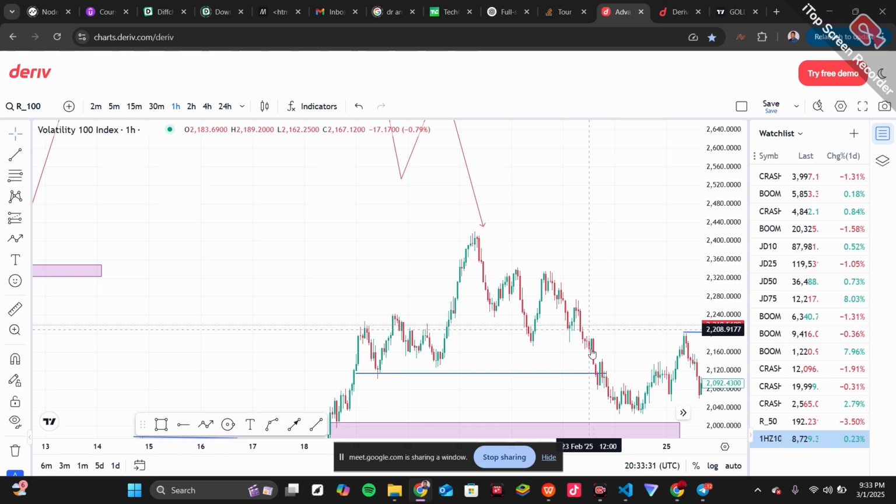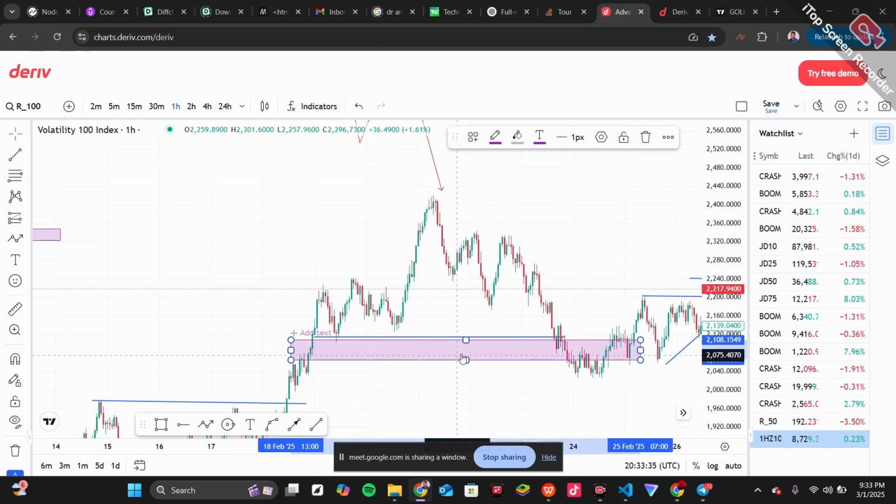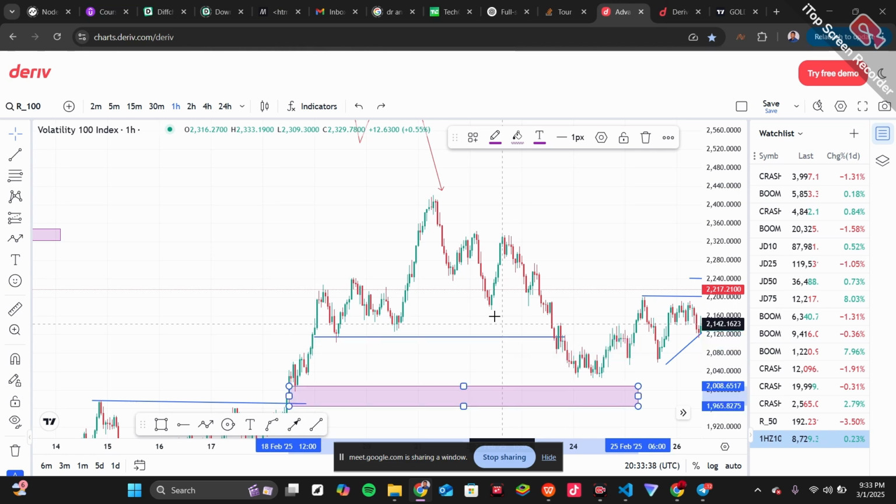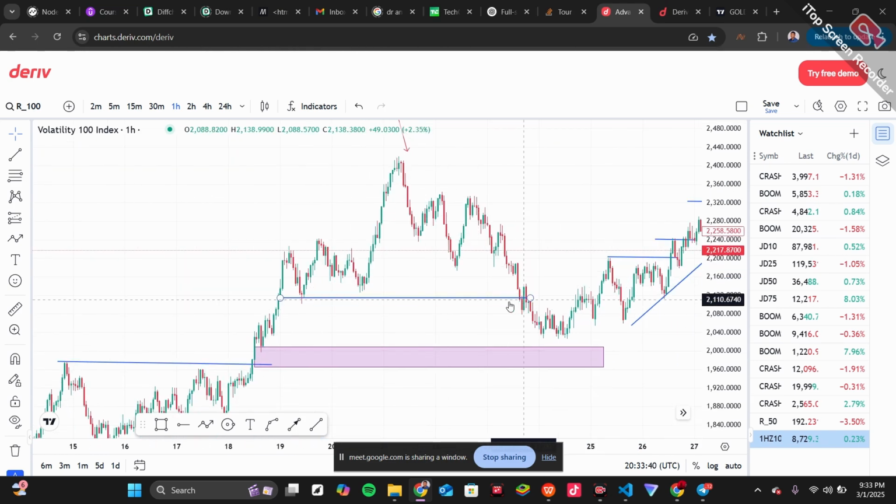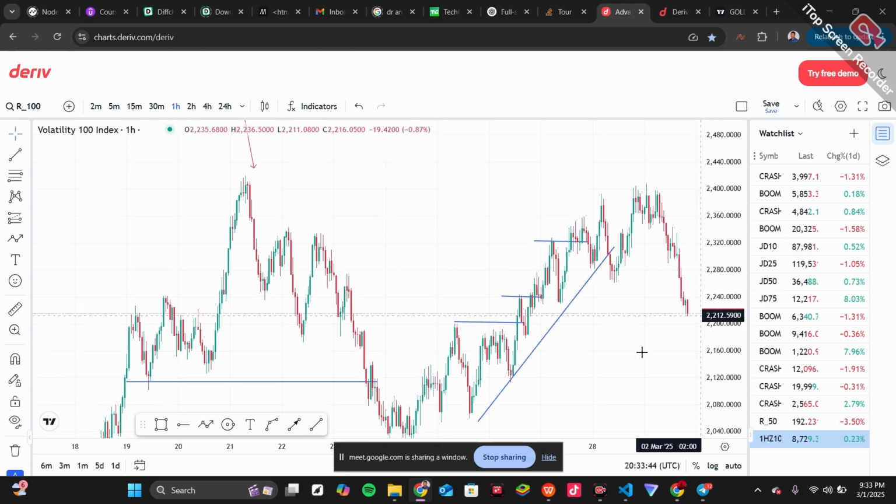So price went lower than expected, took the liquidity, then bought from this zone. And this was massive.